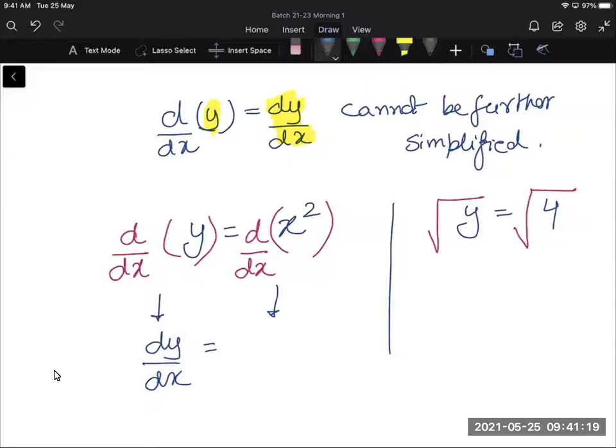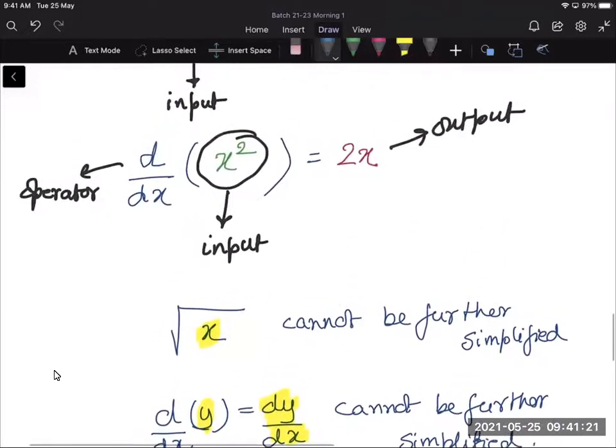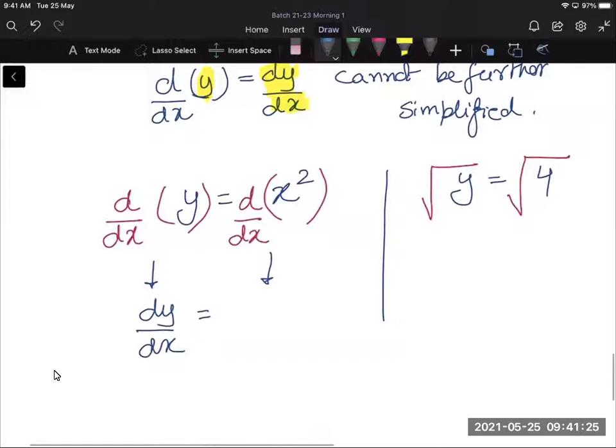d by dx of x square, we already know the answer, right? We already know what is d by dx of x square. So this will become 2x. In the same way, in the parallel wala part, you will get root y. You can't do anything about it. Root y. That's it. That's how you write it. Is equal to, but this guy you can actually solve and write plus minus 2.